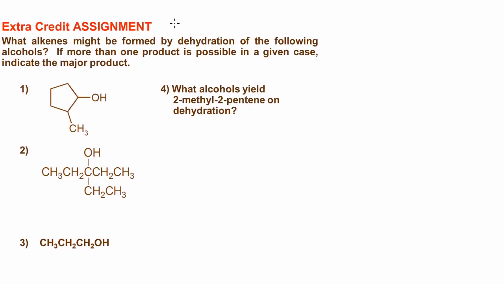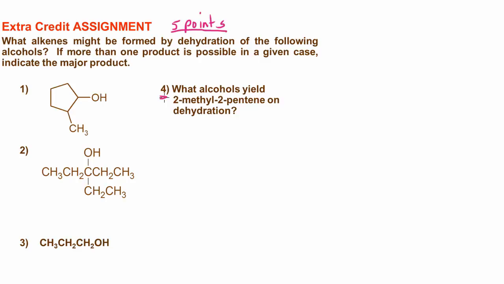So what I have here is an extra credit assignment. It will be worth 5 points. You need to go ahead and write these structures for problems 1 through 3. And I want to know what alkenes will be formed from dehydration of these 3 alcohols. If more than one product is possible, then make sure you indicate to me which is the major product.